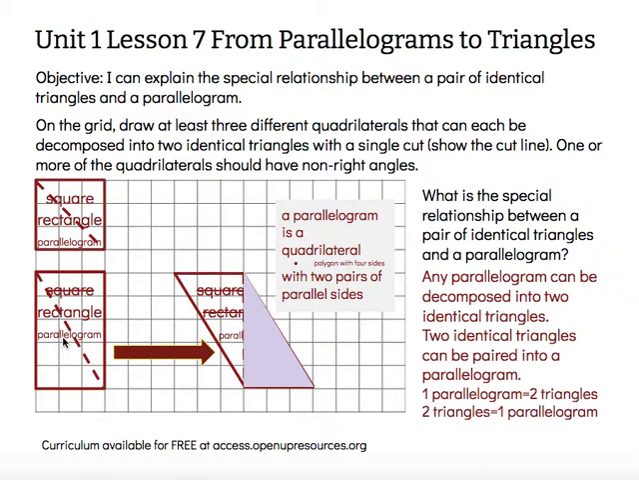Which means we can think the other way around, that two identical triangles can be paired together to make a parallelogram. So that relationship is one parallelogram is equal to two triangles, or two triangles is equal to one parallelogram. And like we reasoned before with parallelograms and decomposing and rearranging into rectangles, we can think about triangles and their relationship to parallelograms in order to understand how to find the area of a triangle, which is what we'll do next.